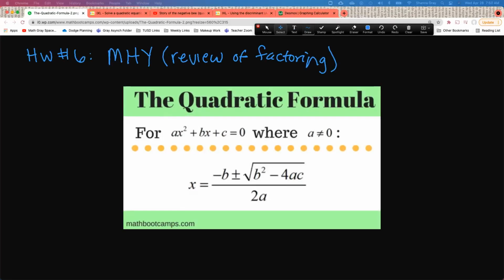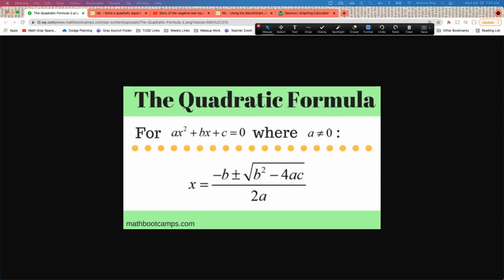What we're moving on to today is the quadratic formula. And so for some of you, I think this is going to be easier. Plus, I can show you an awesome way to look at it. So I'm going to clear all that off. Basically, this is the quadratic formula.